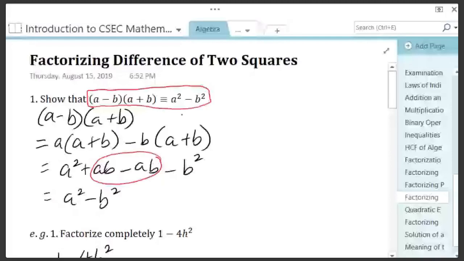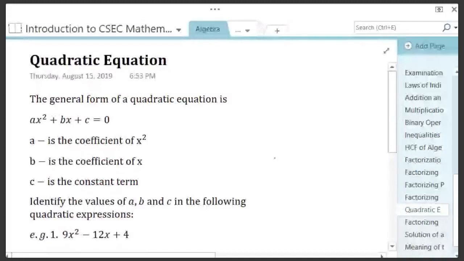So let's move on here to quadratic equation now. Now, the general form of a quadratic equation is ax squared plus bx plus c is equal to 0, where a is the coefficient of x squared. All right? This is x squared here. The coefficient is the number that multiplies the variable here, x squared in this case. Now, b is the coefficient of x. This is b here. All right? And c is the constant term. All right? So c is a number. Like a constant, it doesn't change. So a number doesn't change.